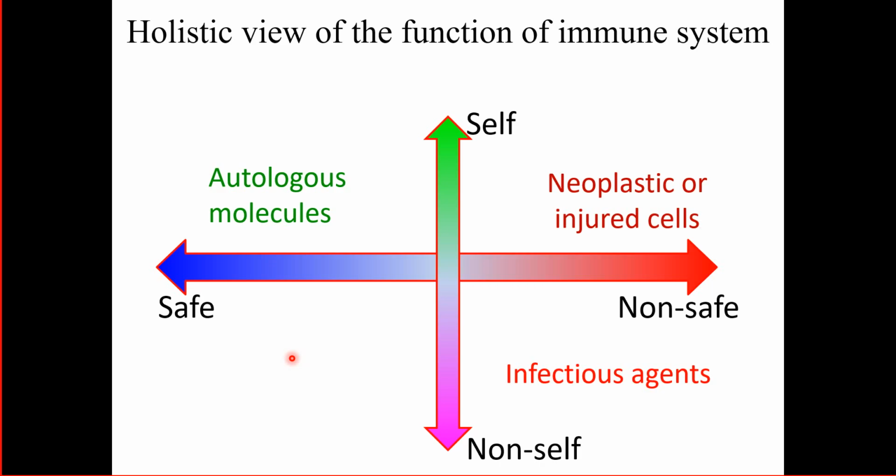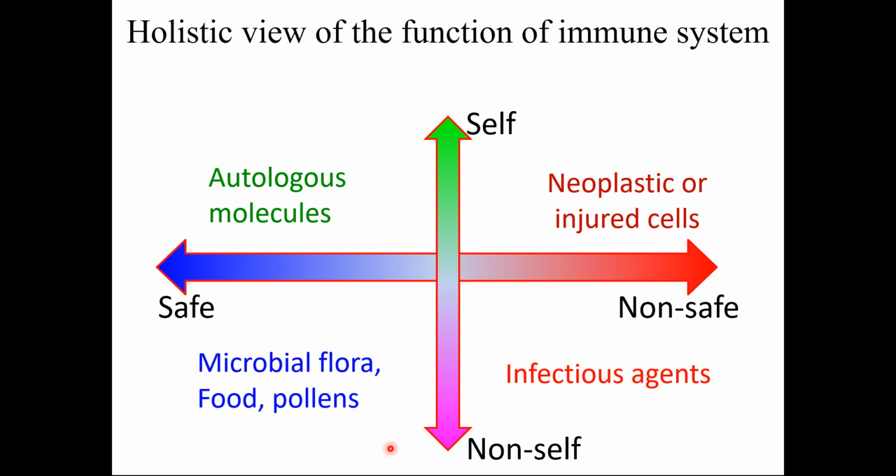What else? What else? I go outside and it's spring and a lot of pollens are released. Pollens, you know what pollen is? Things that plants generate. Pollens. They're non-self, but they're harmless, unless your immune system makes a mistake. And here we're not talking about mistakes yet, okay?